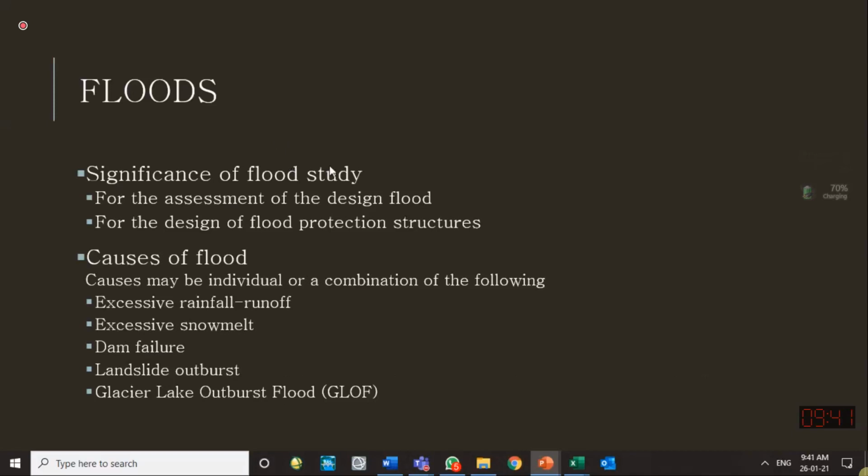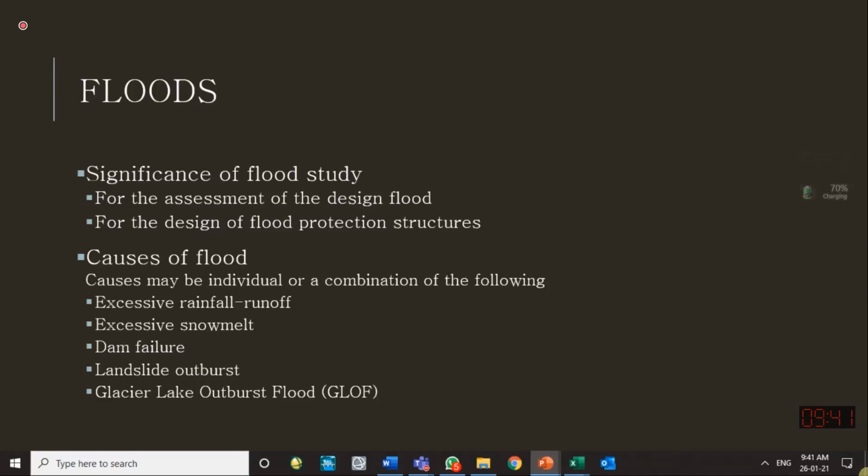Significance for different kinds of structures' safety analysis: we have to know flood of which size can reach over here and how much flooding it will cause. So for the assessment of the design flood for a structure, we need to carry out a flood study. You are constructing a bridge. You want to find how much flow can pass underneath this bridge, or you want that this bridge should be safe for so much flow. So that so much flow that you have decided is called the design flow.